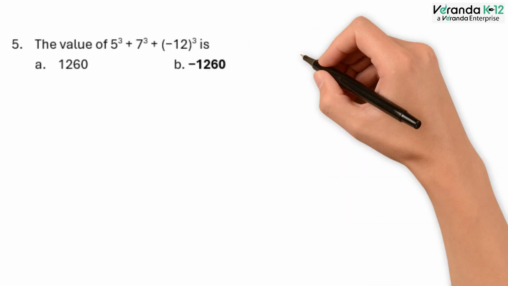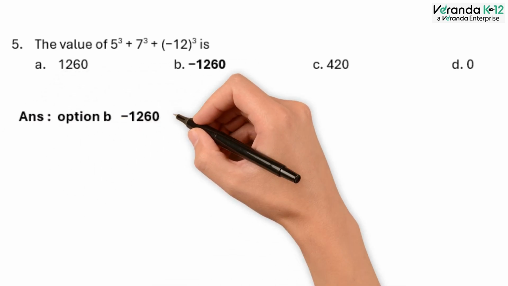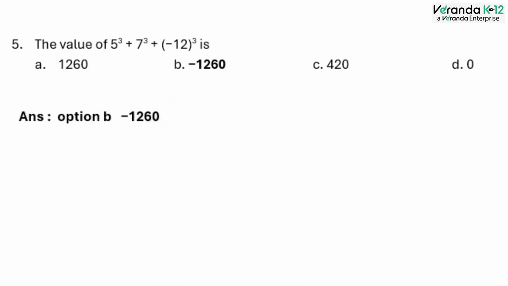Fifth question. The value of 5³ + 7³ + (−12)³ is: option A, 1260; option B, −1260; option C, 420; option D, 0. According to the formula, a³ + b³ + c³ is equal to 3abc, where a + b + c is equal to 0. Here a is 5, b is 7 and c is −12. Then 5 + 7 + (−12) is equal to 0. So we can substitute the values in 3abc. Hence the solution is −1260, which is option B.